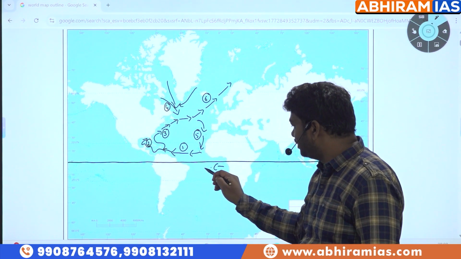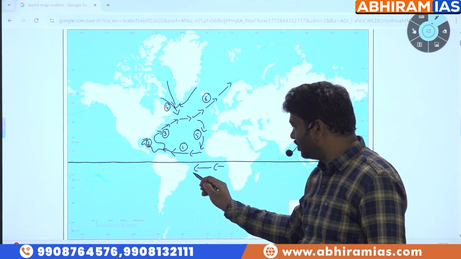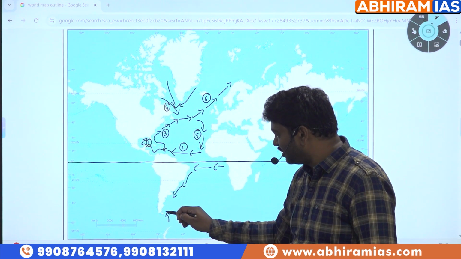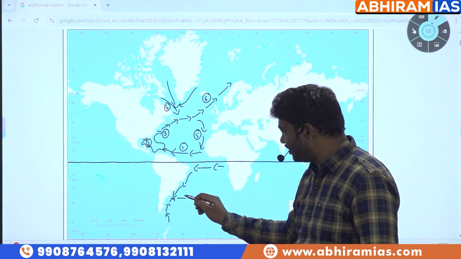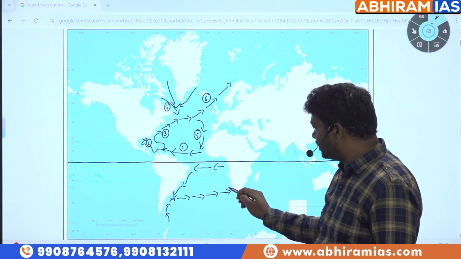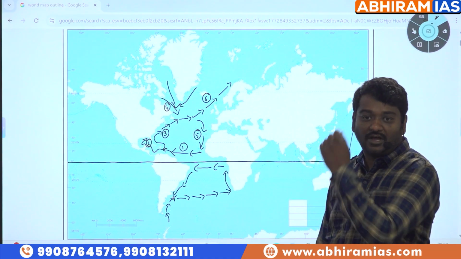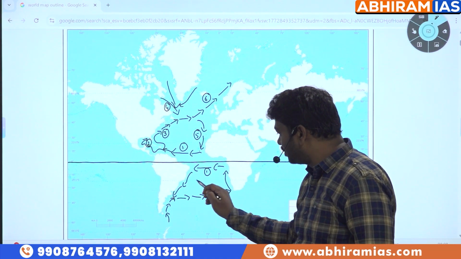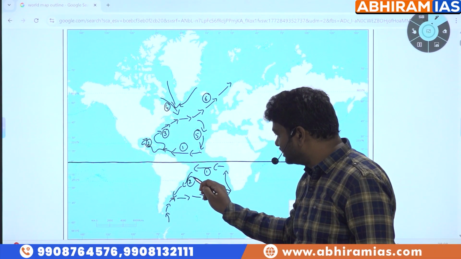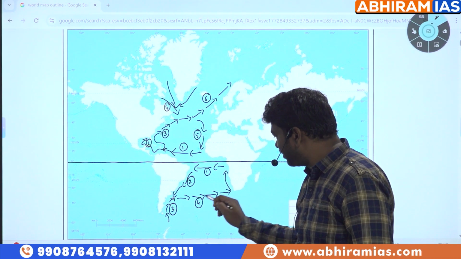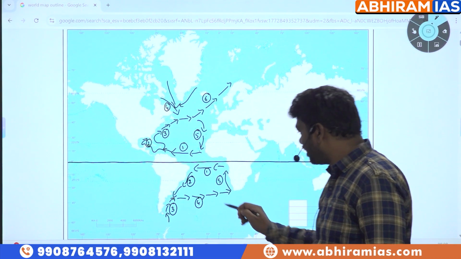Can you name this now? South Equatorial current. What is this? Brazilian current, Falkland current, West Wind Drift. Good. What is this? Benguela current. Again, try this. What is this? South Equatorial current, Brazilian current, Falkland current, West Wind Drift, Benguela current.